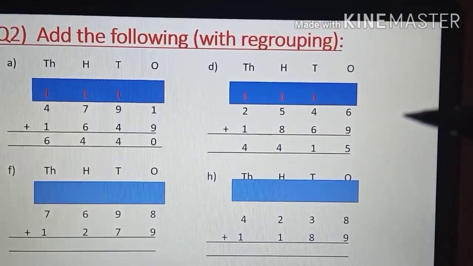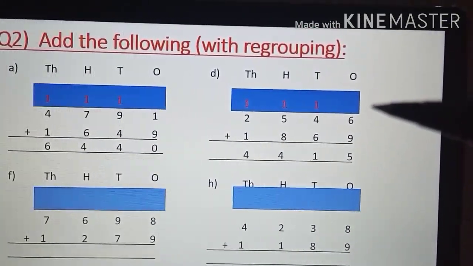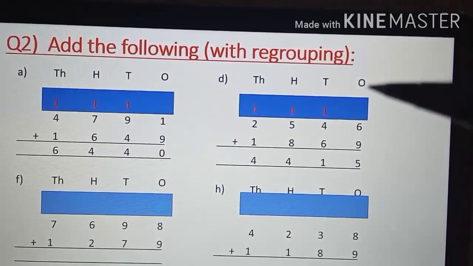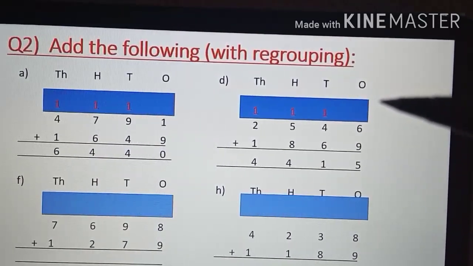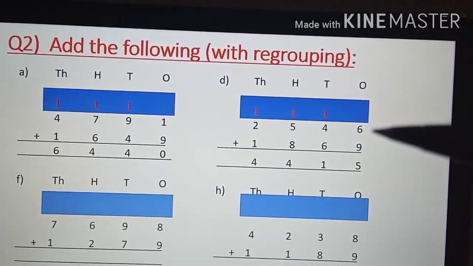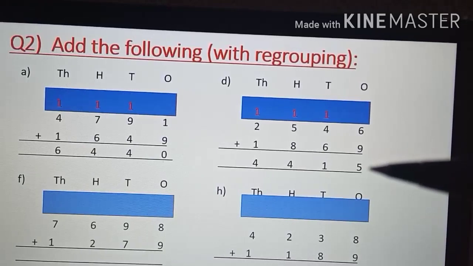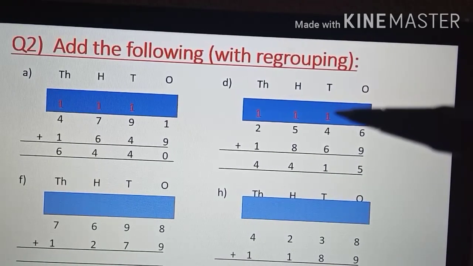Now again in question number D, we have to add these two numbers. These are 4-digit numbers now. Add from the ones column. Digits are 6 and 9. So 6 plus 9 is 15. Write here 5. 1 carry over under the tens column.